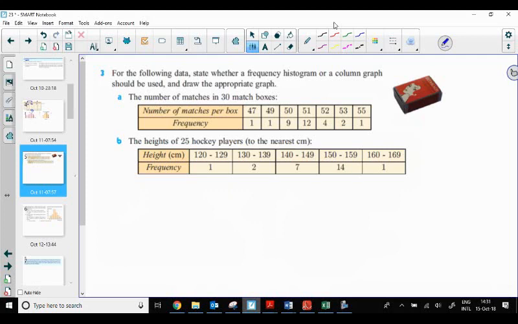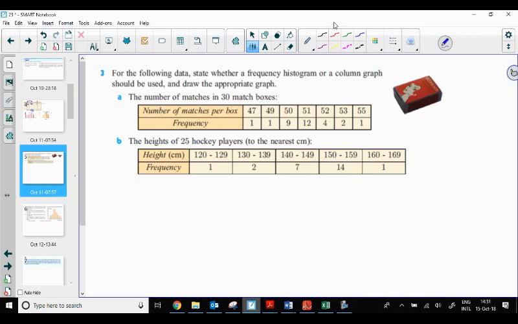Okay, so if I was counting up the number of matches in 30 match boxes, well, that sounds like discrete data, right? I can't have, I mean, I guess if I broke a match in half, does that count as half a match? No, that doesn't count. We just don't count that one. So this is clearly going to be discrete data.